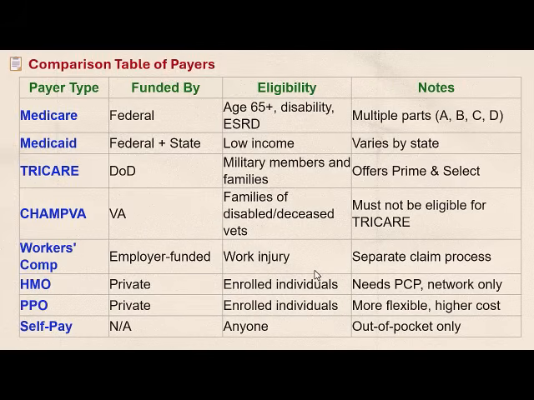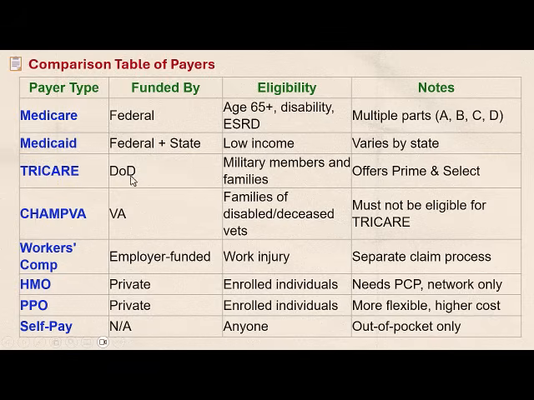So, in summary, you can see the payer type, funding, eligibility, and the notes. Medicare is federally funded, eligibility is more than 65, disabled, or end-stage renal disease, and it has multiple parts: A, B, C, and D. Medicaid is federal plus state funded, is for low income, and varies by state.